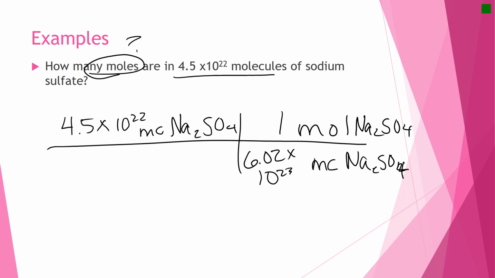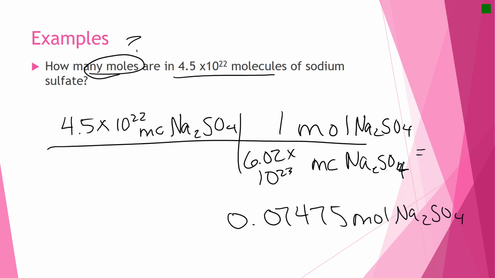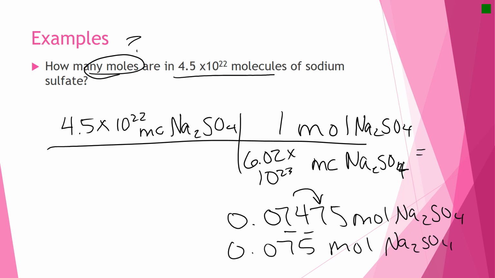So when you're putting this into your calculator, remember that E button that we used before. You're going to type in 4.5 second E 22 times 1 divided by 6.02 second E 23. When you type this into your calculator, which I'd like you to try to do, you get 0.07475 moles of Na2SO4, which rounded to 2 sig figs is 0.075 moles of Na2SO4. Okay. All right.